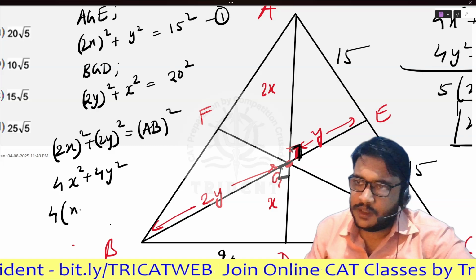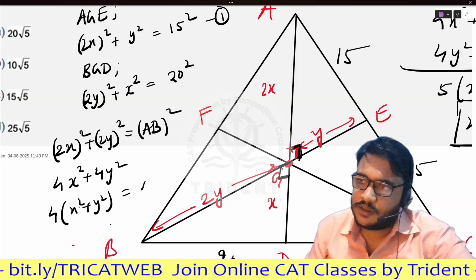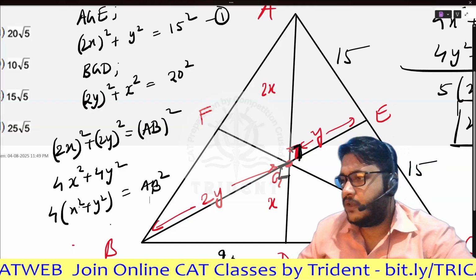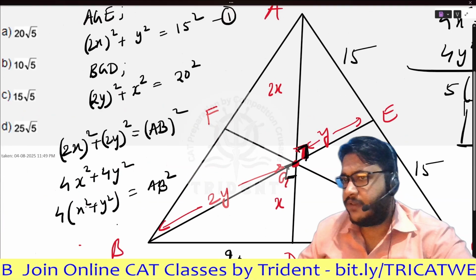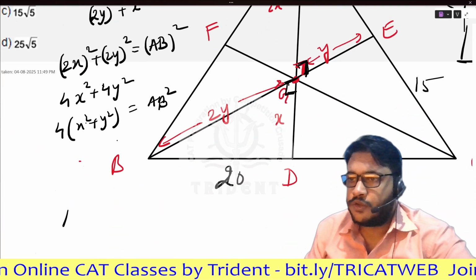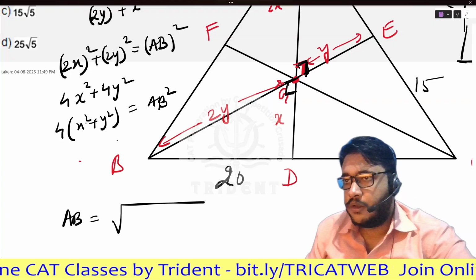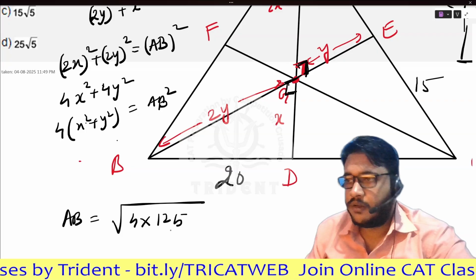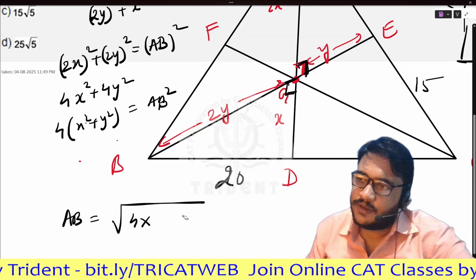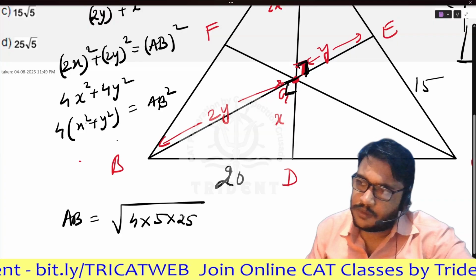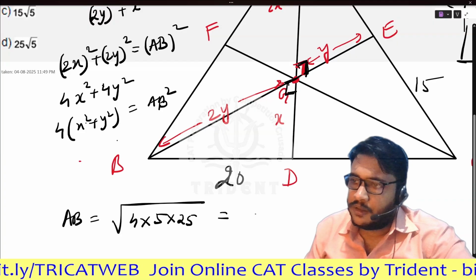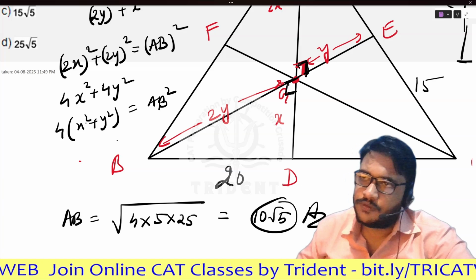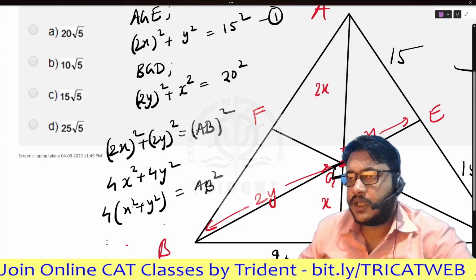If you take 4 common, x square plus y square is equal to AB square. X square y square ka value I already know, that is 125. So AB will be root over 4 into 125, right? 125 can be written as 5 into 25. That will be 5 into 2, 10 root 5. AB ka value comes out as 10 root 5. Do I have any options like that? 10 root 5? Yes.